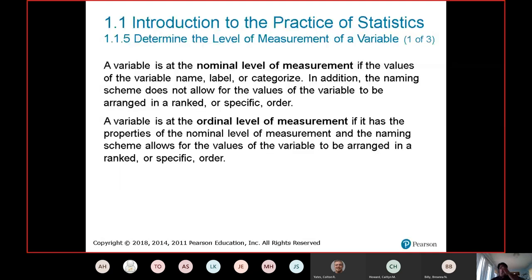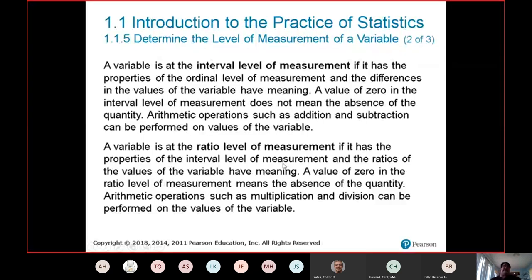Interval. A value of zero in the interval does not mean the absence of quantity. Temperature. Write down temperature. For interval, first, you write down zero does not mean absence. Interval, zero does not equal absence. A value of zero in ratio does mean absence.